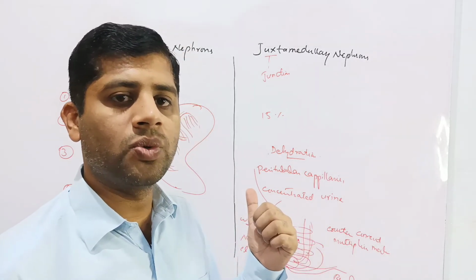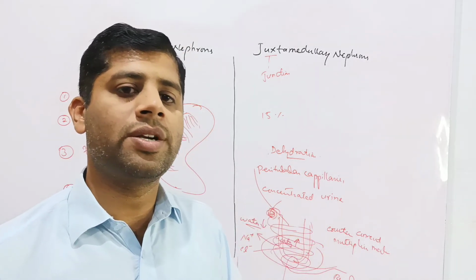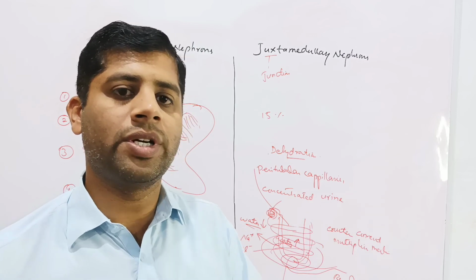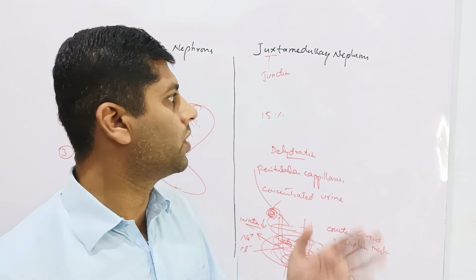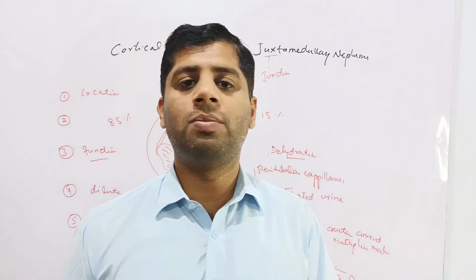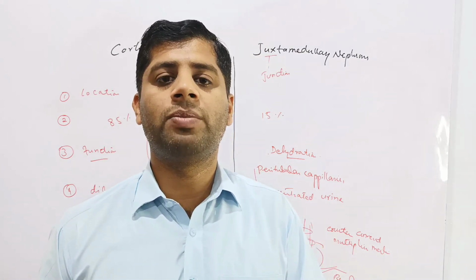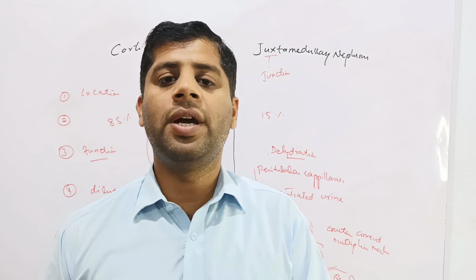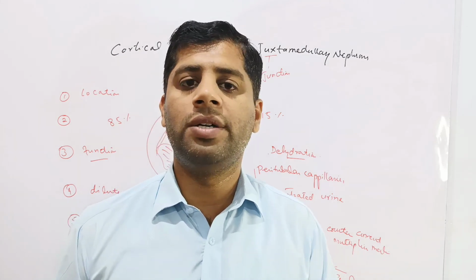In cortical nephron, due to the small loop of Henle, they cannot retain water, they cannot reabsorb water into the body, while juxtamedullary nephrons have a large loop of Henle. They can reabsorb more and more water from the urine, from the glomerular filtrate into the blood, and can sustain the body in a hydrated condition.